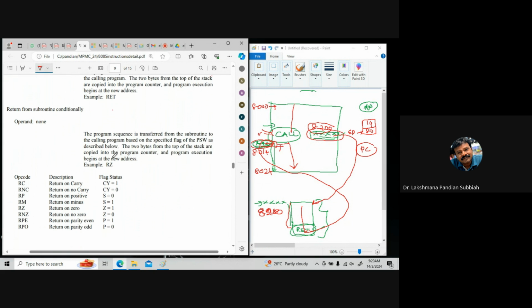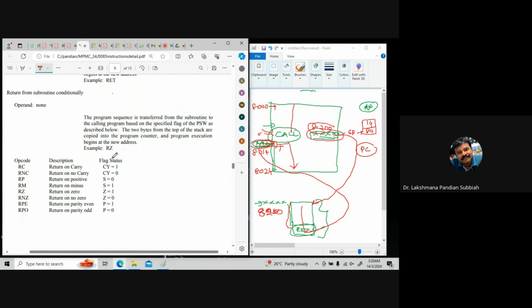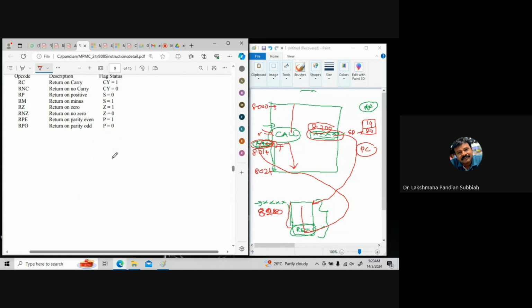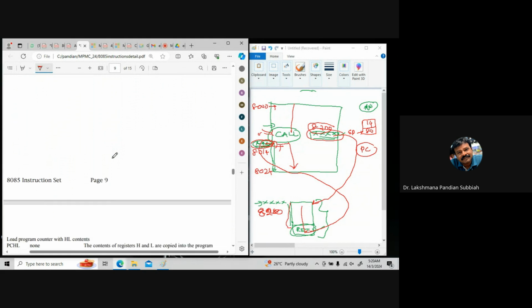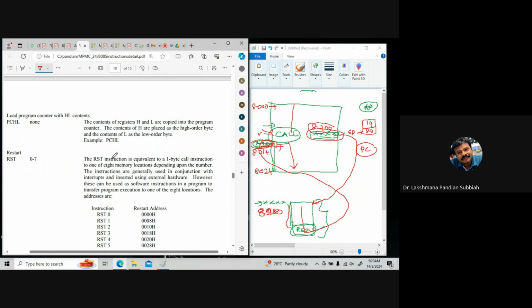So carry, no carry, parity, minus, zero, no zero, parity enable, parity even, and parity odd. Those are the instructions we can have now. Now we'll see the instruction PCHL. This is the content of register HL copied into the program counter.